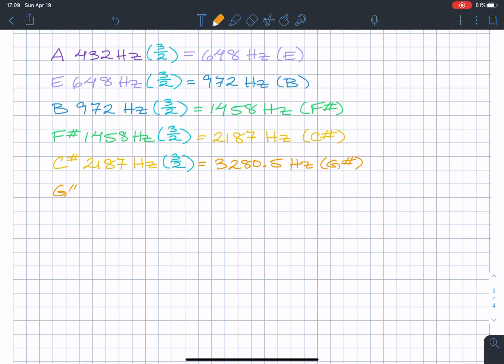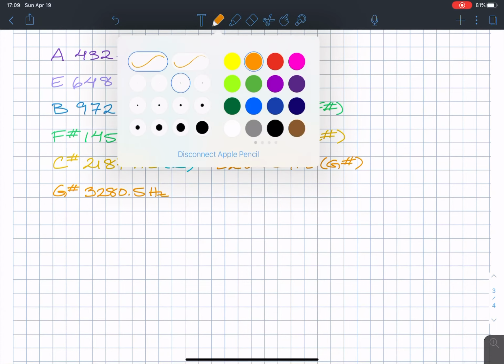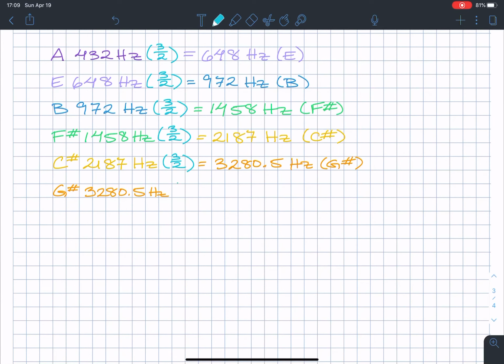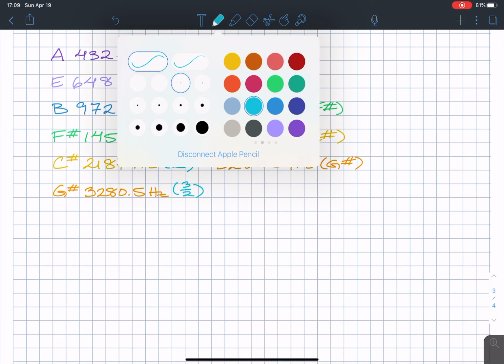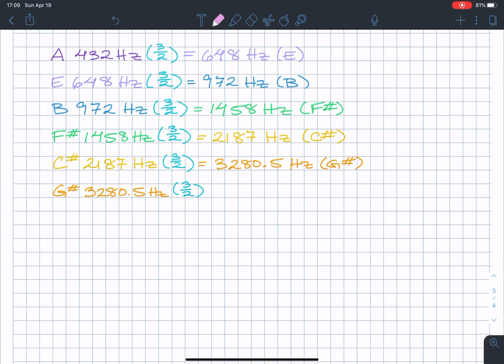I'll do one more going upwards, so G sharp at 3280.5 hertz. Let's go up one more fifth in this direction. 3 halves. So that's going to get us to 4,920.75 hertz. And that is an E flat.